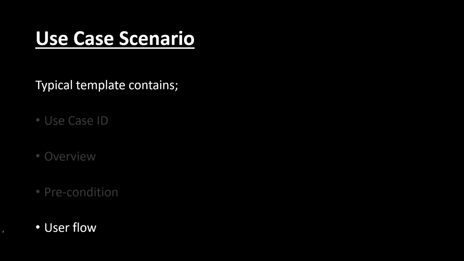Now, a use case scenario has a typical template. Number one is the use case ID. 2 is the overview. 3 is the preconditions. 4 is the user flow, or you can call it the basic flow. 5 is the post condition. 6 is the alternative paths.